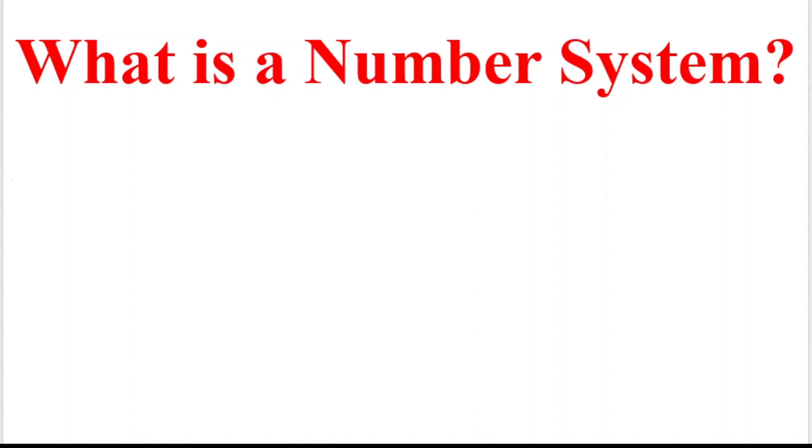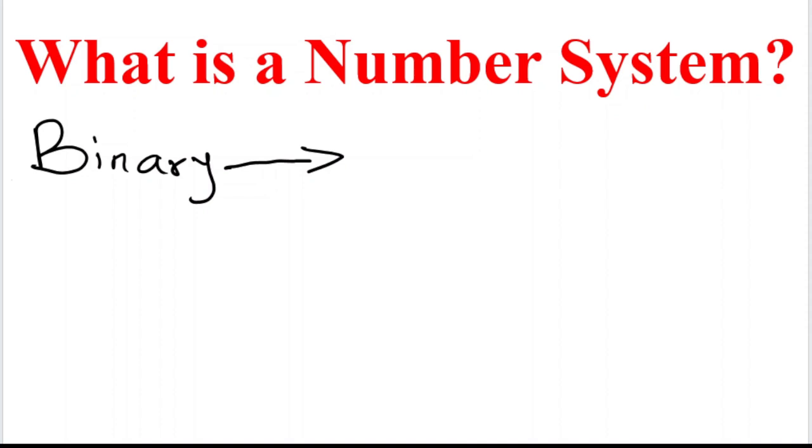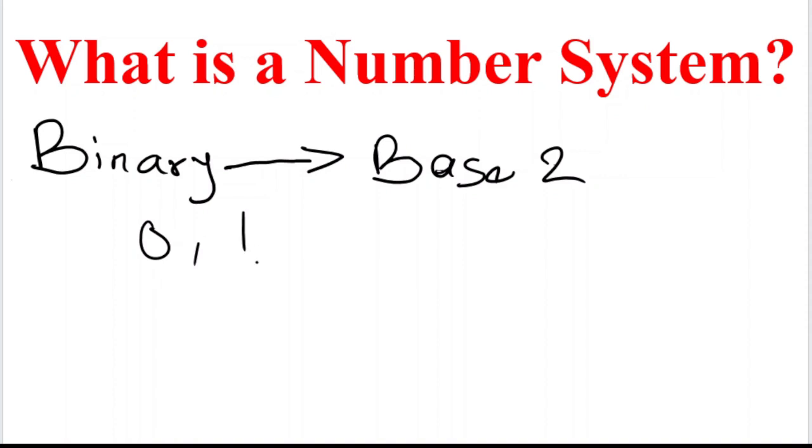One of them is binary. So when you hear "bi", what comes into your mind? Bi means two. So the binary number system is a base 2 system. Base 2 means it has two numbers, which are 0 and 1. These numbers are used in computers to operate computers.